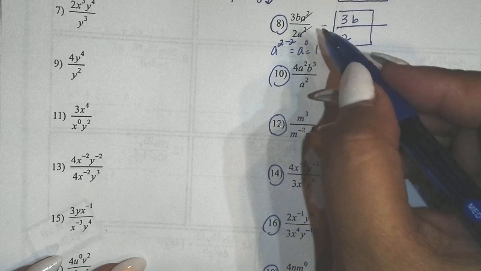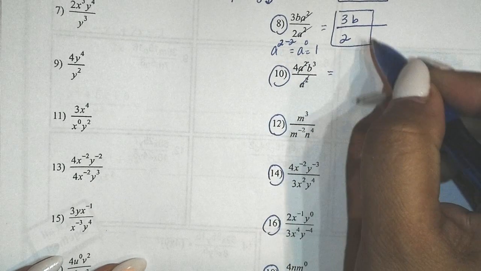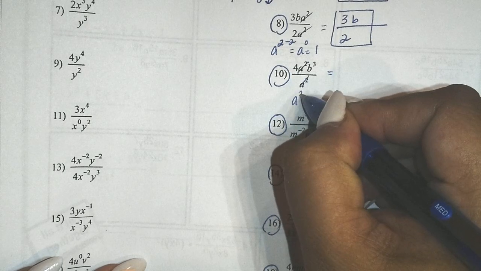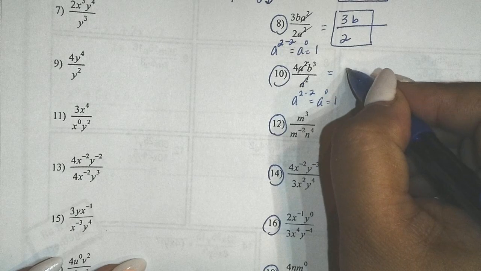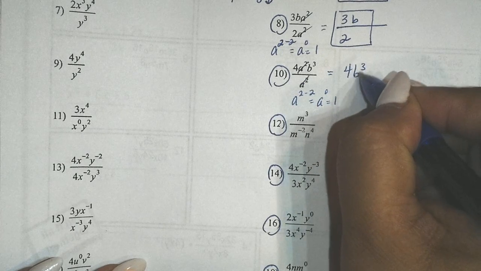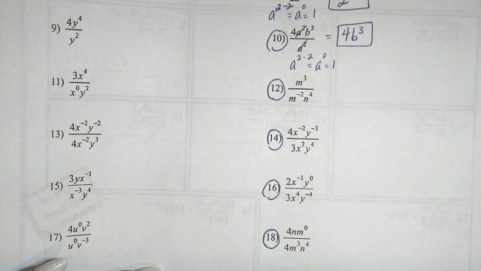All right, number 10. Again, a squareds cancel out. I got 2 on the top, 2 on the bottom. If you do the quotient rule, it's going to be a to the 0, which gives me 1. And 4 times 1 is 4. 4b to the third power. And that's it, because b doesn't have anything to divide with.